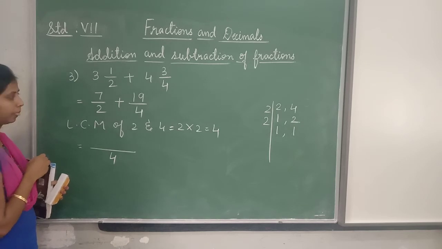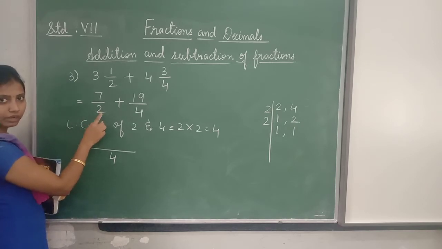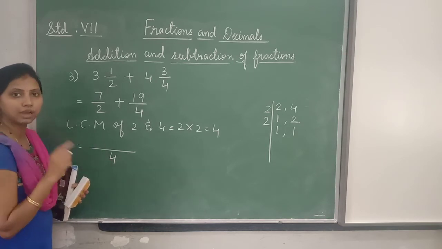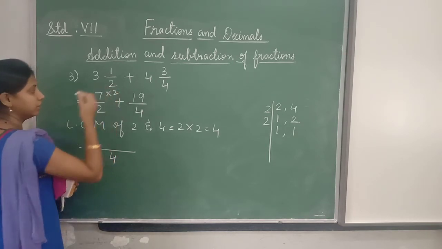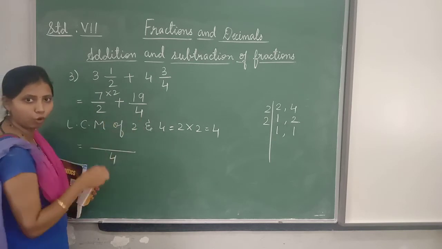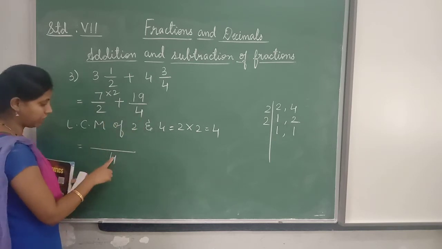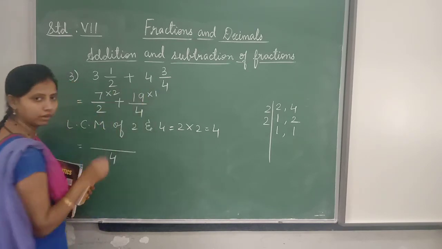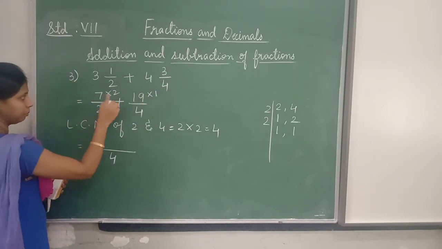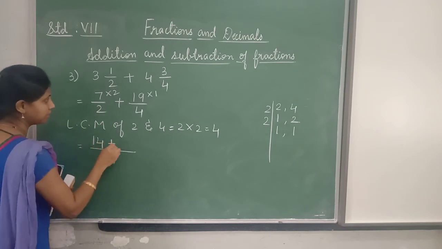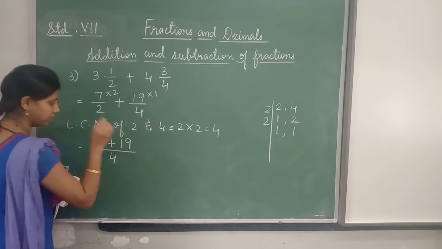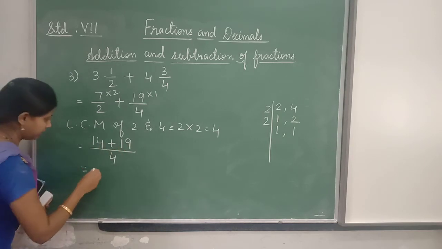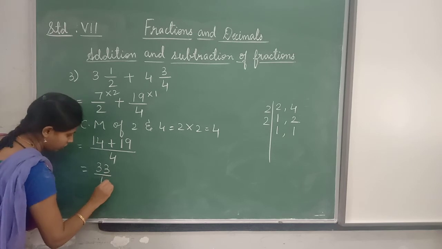Now see the denominator. First denominator is 2. 19 into 1, 19. Okay. Now add 14 plus 19. 14 plus 19 gives us 33 upon 4.